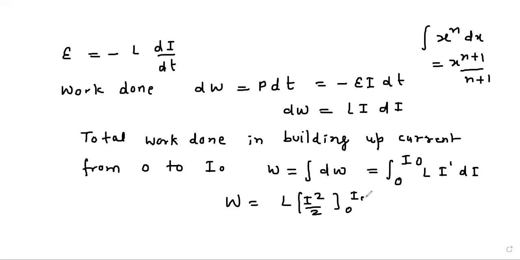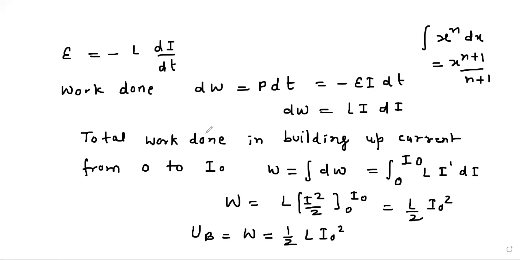0 to I0. In place of I, we put I0, reduced by, then we put 0. So we will get L by 2 I0 square. So this work done is stored in the form of magnetic energy. We denote it as U equal to W equal to half L I0 square, where I0 is the maximum current.